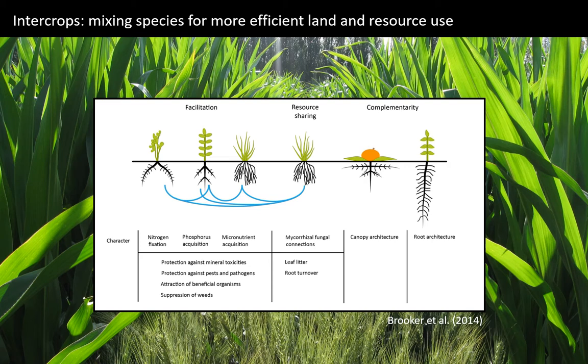There are also cases in which one species is actually helping the other species to acquire a certain resource. For example, by acidifying the soil and making phosphorus more available for the other species. But overall, it depends on the exact species composition of the intercrop which mechanisms are taking care of the benefits that the intercrop may provide.